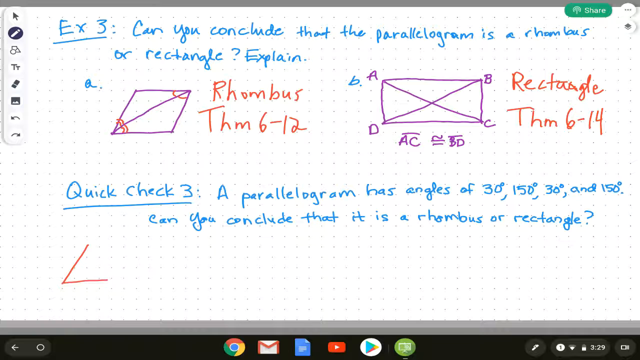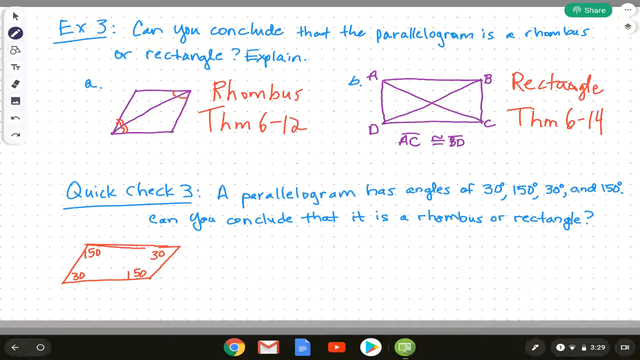Okay, so I'm just going to draw a picture in. We'll see what we think. So we have, oh, that's not a good picture. 30 degrees, 150, 30, and 150. So the question is, do we have enough information to say that it's a rhombus or a rectangle?